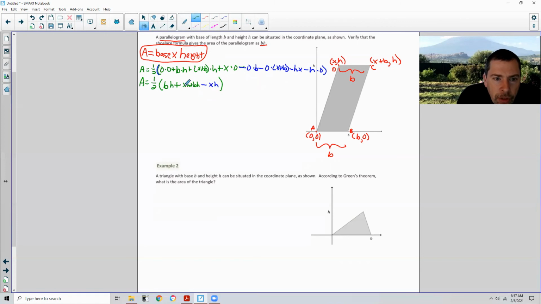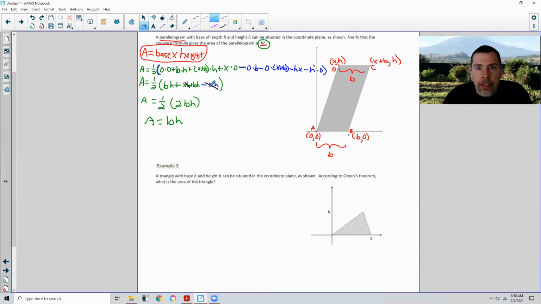Okay, so if I have a plus xh and a minus xh, they cancel. And I'm left with the area equals 1/2 of bh plus bh, or 2bh. Well, 1/2 times 2 is 1 times bh. And we just have proven that the area is base times height based on the shoelace formula. Oh, mind equals boom. Okay.